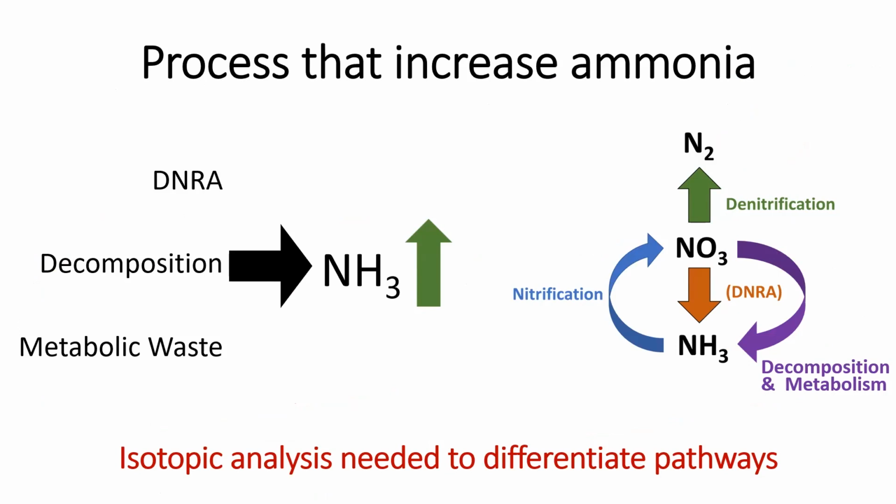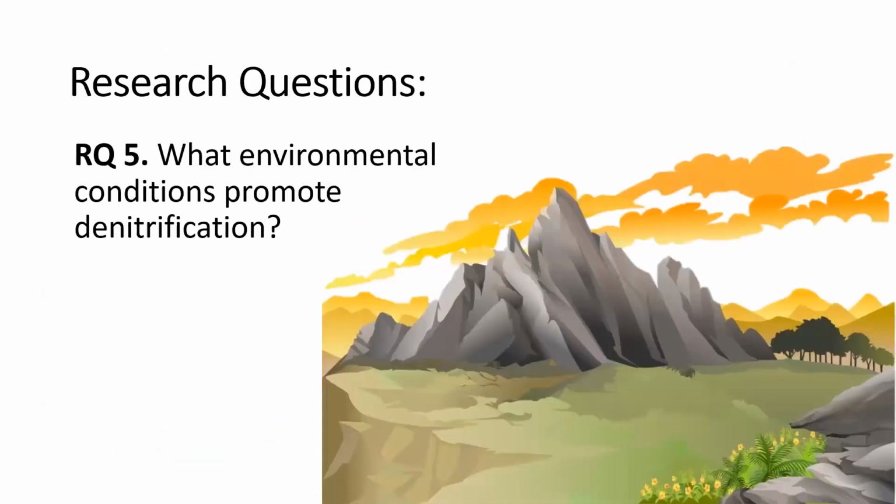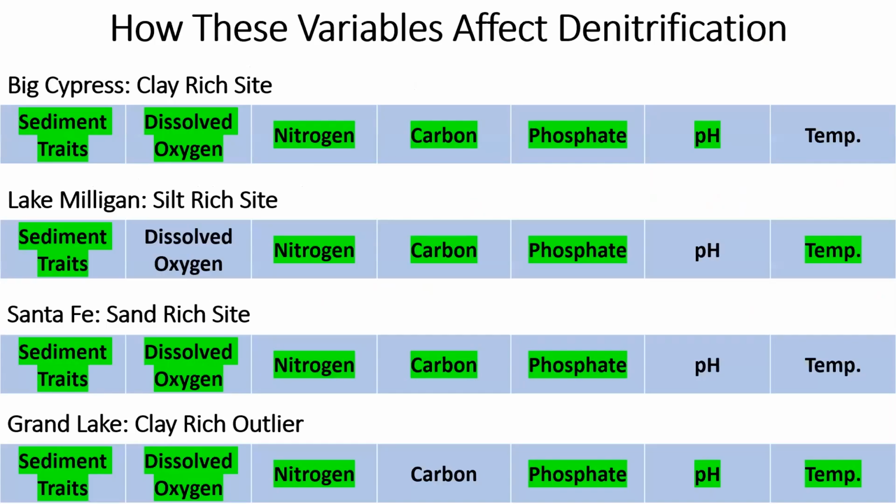And with this in mind, it changes our nitrogen cycle just a little bit. Ultimately, though, we would need some form of isotopic analysis to differentiate what processes were dominating in regards to this ammonia production. Next, I'd like to refocus on denitrification, as it's the main subject of my thesis. Specifically, what environmental factors promote denitrification, but ultimately also how they cause variation in denitrification.